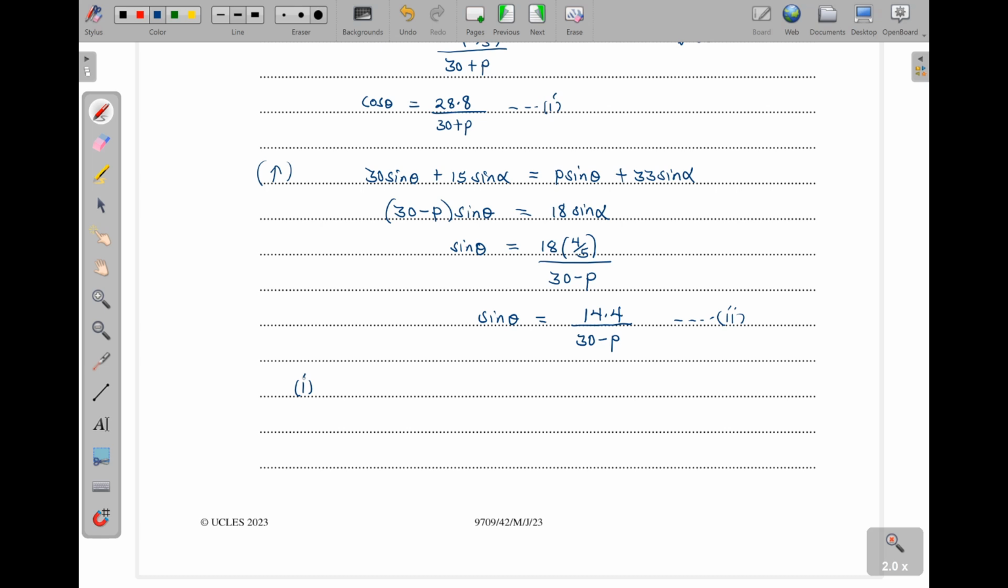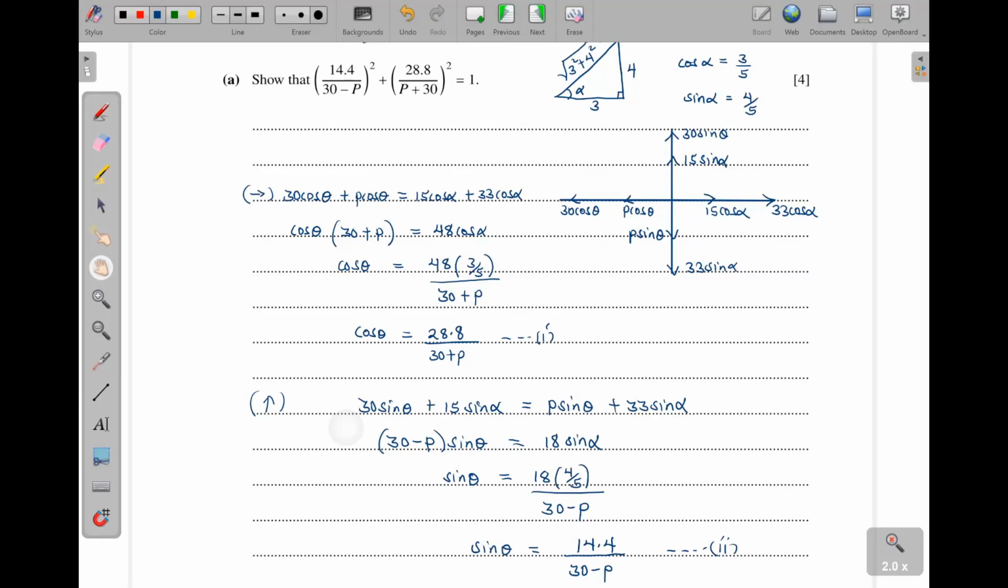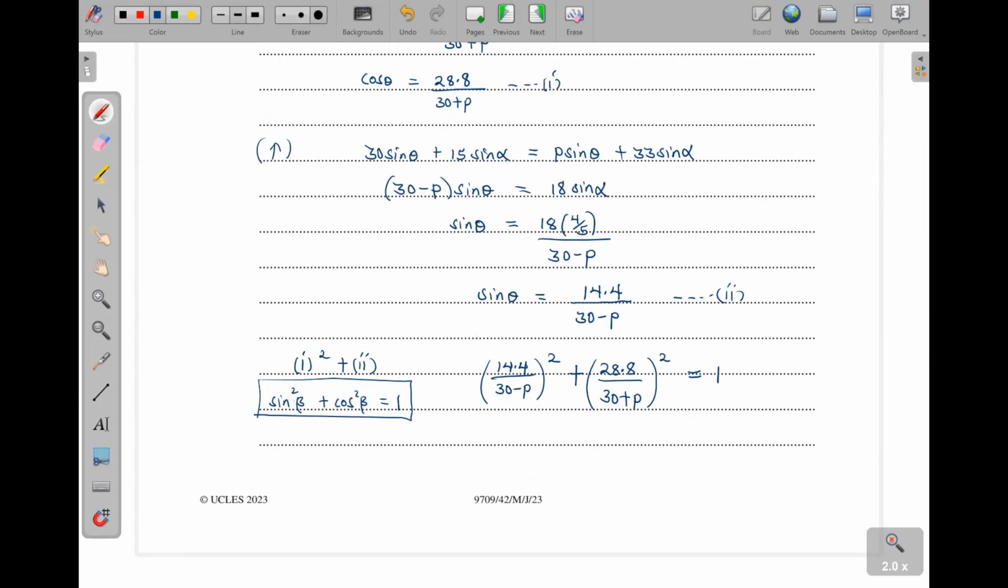If we get equation 1, we square, plus equation 2, and we also square it. You know that sine of an angle squared plus cosine of an angle squared will always be equal to 1. This is the Pythagorean identity in trigonometry. So that means I'll get my sine, which is 14.4 out of 30 minus p, in brackets, I square it, it is my sine, then plus the square of the cosine, which is 28.8, I will divide by 30 plus p, squared. Then this one will be equivalent to 1. And that is exactly what they have told us to show. So that is our answer there.